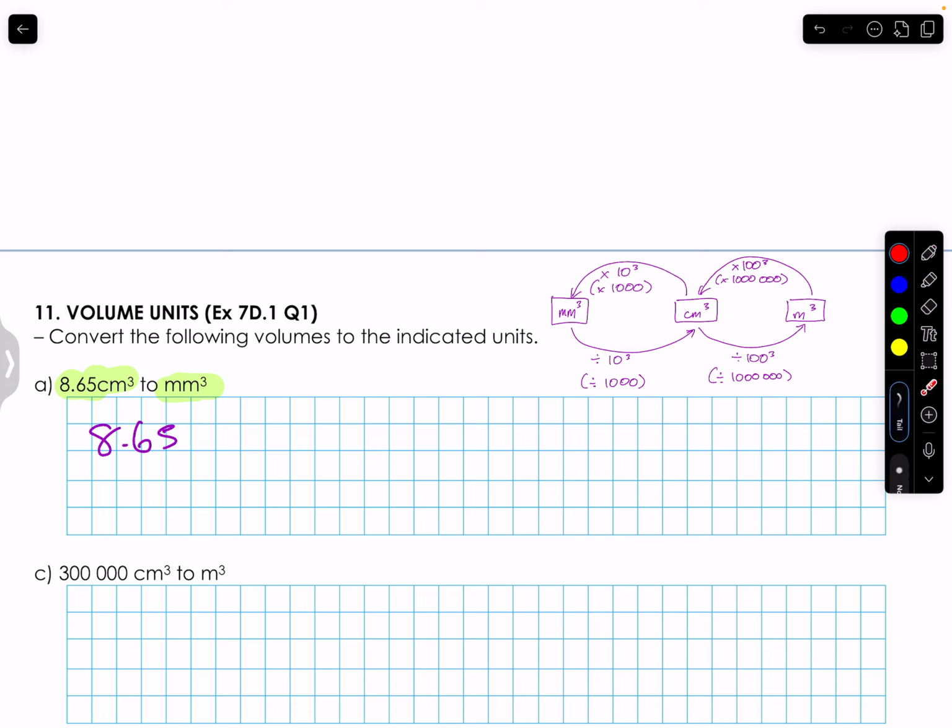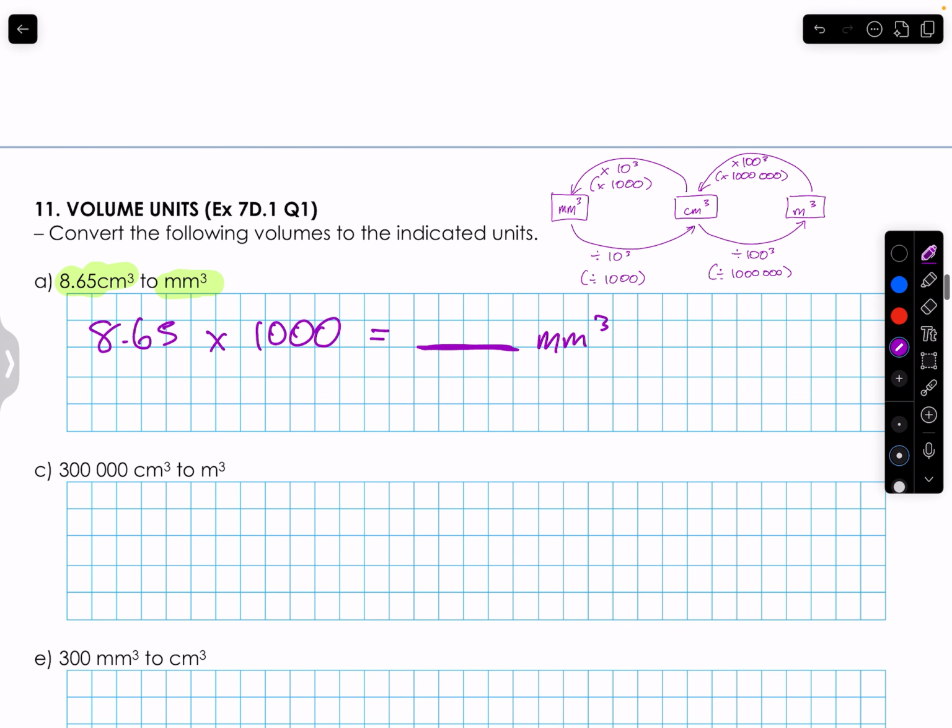and look at the flow chart. You're going from cubic centimeters to cubic millimeters. So the arrowhead says that you're going to be timesing by 1,000. So 8.65 times by 1,000 equals, and you're going to find your answer there, and that answer is going to be in cubic millimeters. So do that with your calculator.